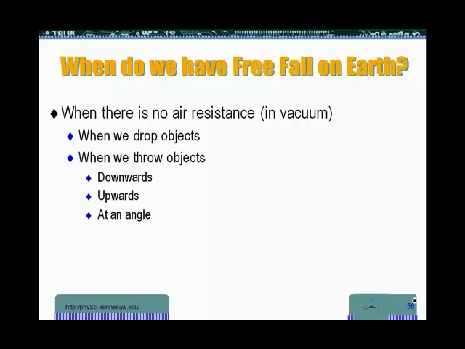Okay, and when is that going to happen? When we drop objects, when we throw objects. It does not matter if we drop them or throw them downwards, upwards, or at an angle. Whenever the object is off the device that's doing the dropping or throwing, and before it touches anything else, that's the key, it is in free fall.